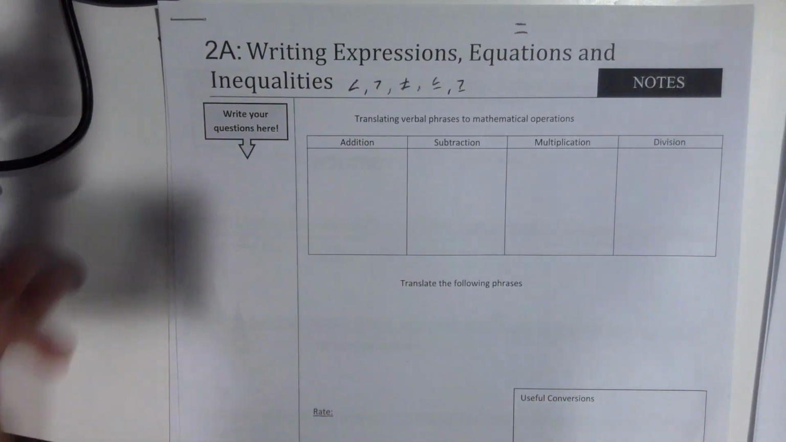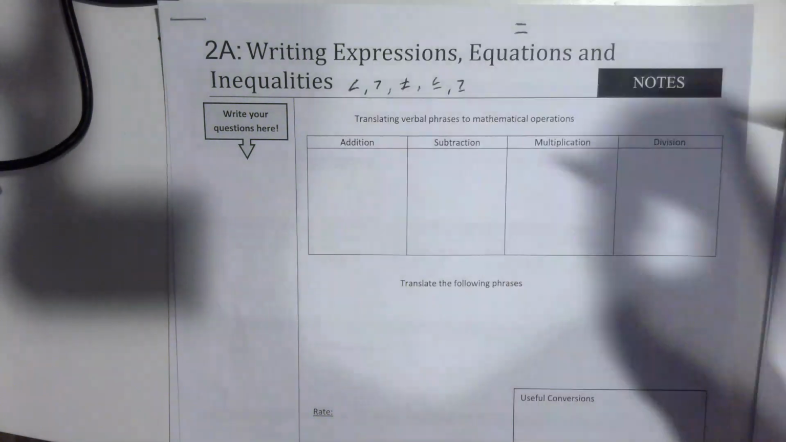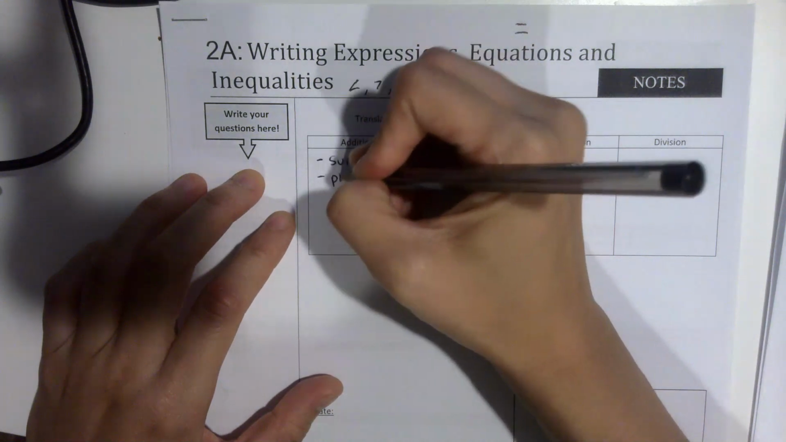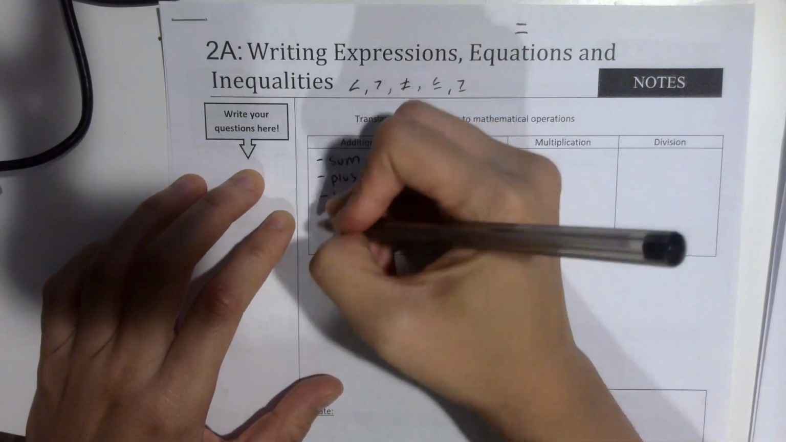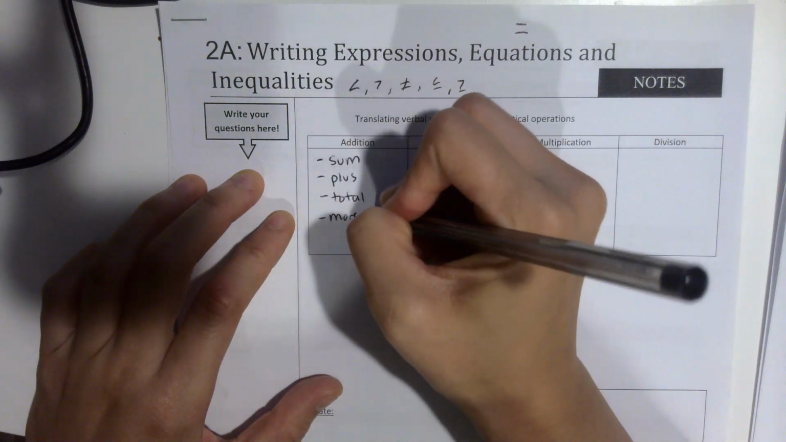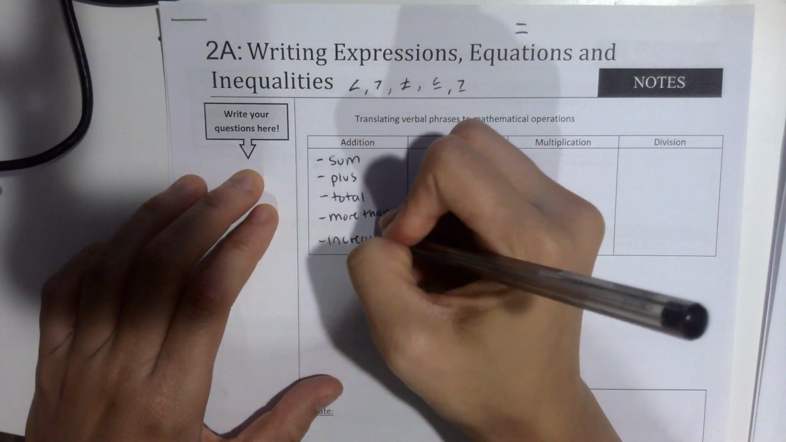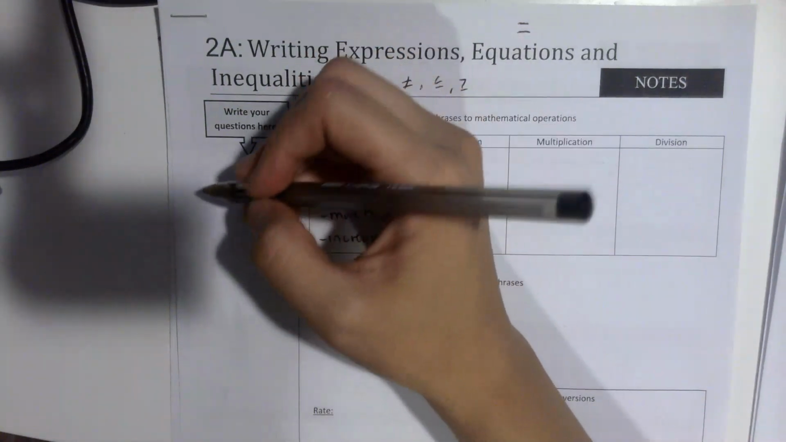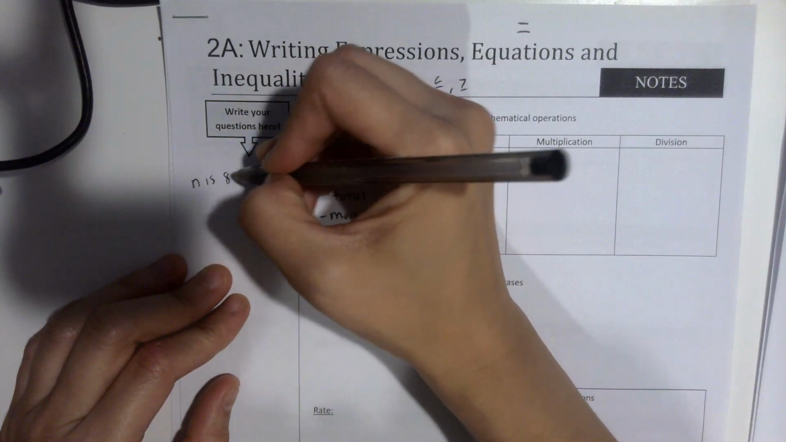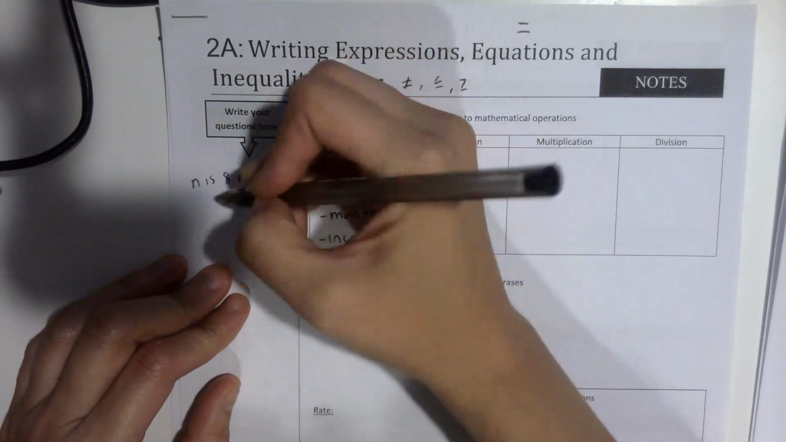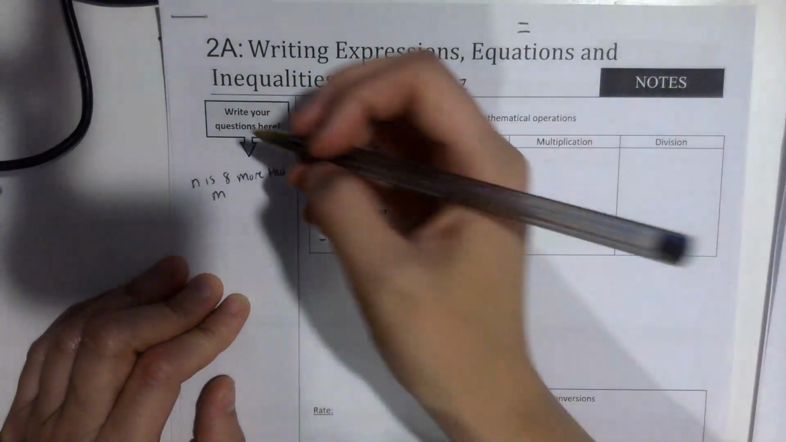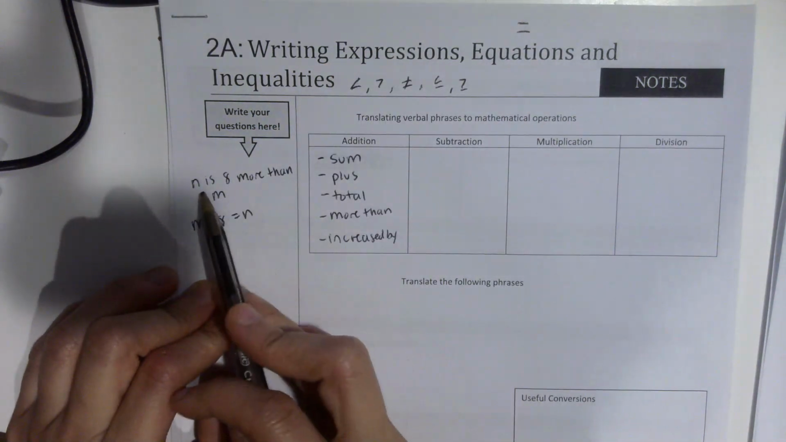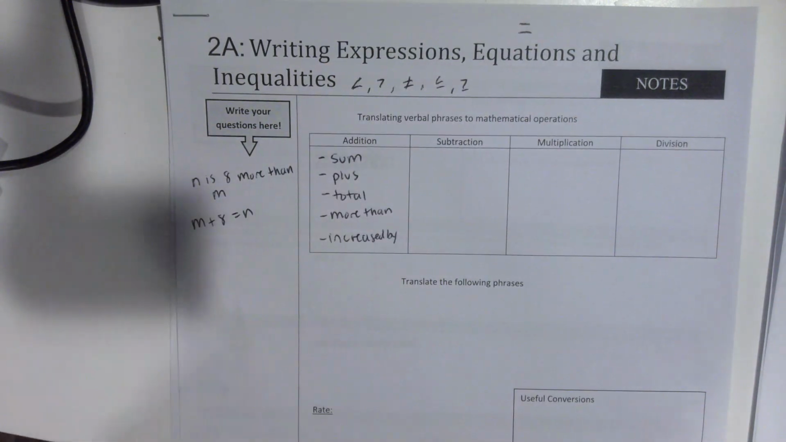We want to know that there's common phrases that go with addition, subtraction, multiplication, and division. So with addition, we have sum, plus, total, more than, increased by, right? So if I say n is 8 more than m, we would say m plus 8 equals n, right?